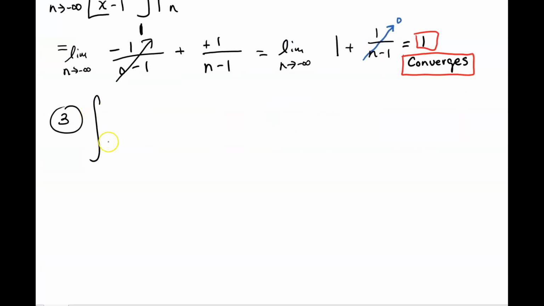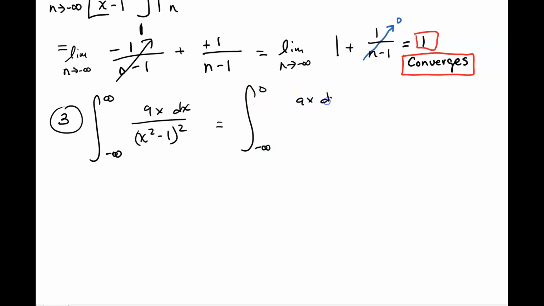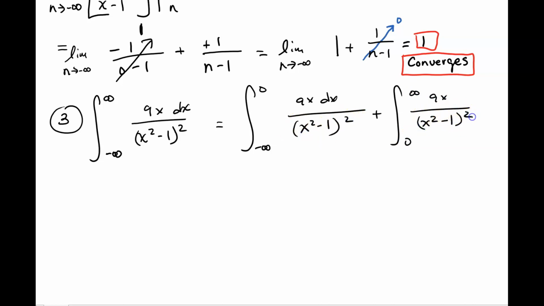This one is going to go from -infinity to infinity, 9x over x squared minus 1 quantity squared. We can't forget the dx. So what we're going to do here is break this up into 2 separate integrals. First, we're going to take a look at it from -infinity to 0, and then from 0 to infinity. So we're going to take a look at those 2 components. And we cannot forget the fact that it was squared to begin with.